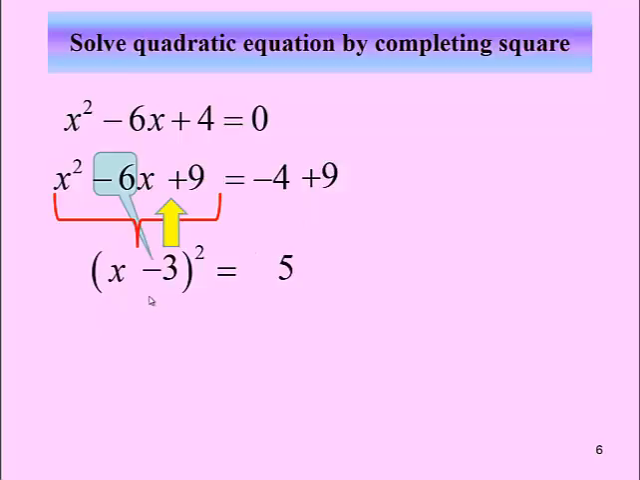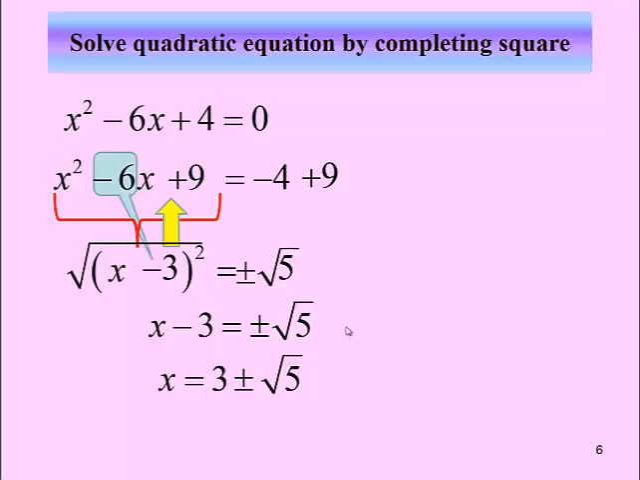And then we do like what we just did. Square root of both sides. Remember the plus and minus. And we get this. Add 3 to both sides. And there's the two answers. 3 plus square root of 5 and 3 minus the square root of 5. Like I say, don't get too fond of that technique, because unless you're going into calculus, you'll never see that again.